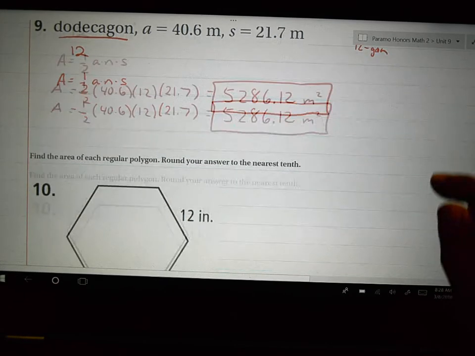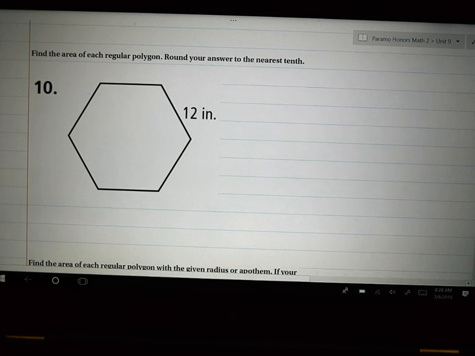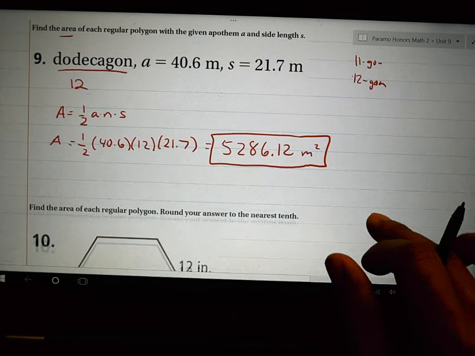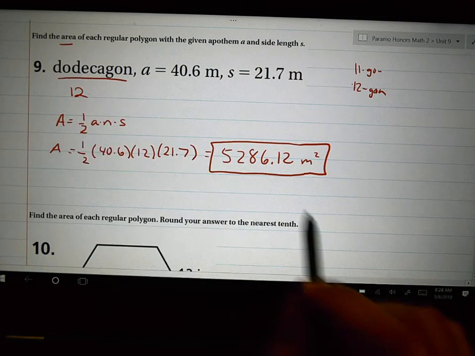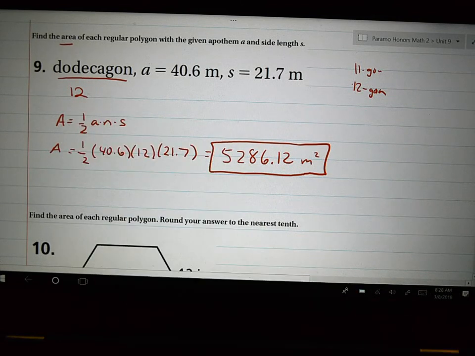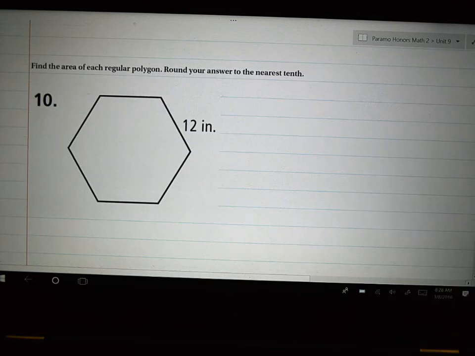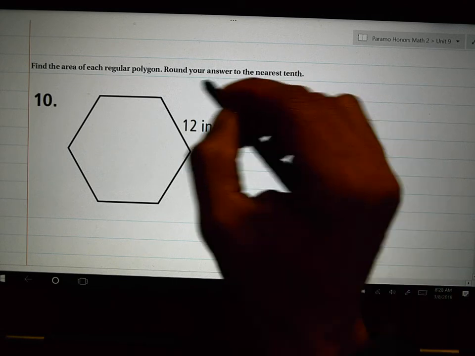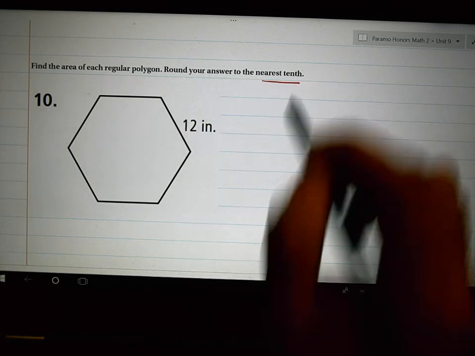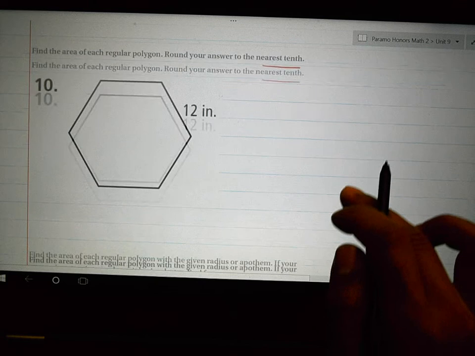Number 10. This is where it gets harder. This one's kind of nice because I just had to know what a dodecagon was and plug it into a formula. But what happens if they don't give you a formula and they give you a picture, and they just give you a side length, like number 10? Rounding our answer to the nearest tenth. Okay, so here's what we're going to do.